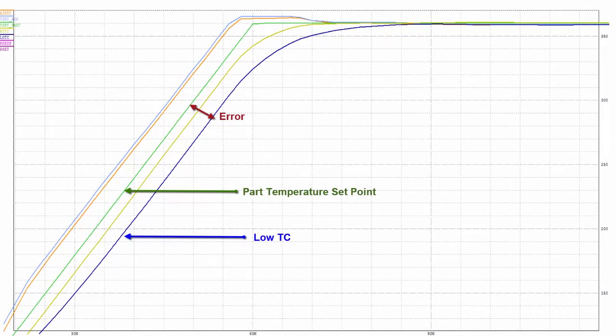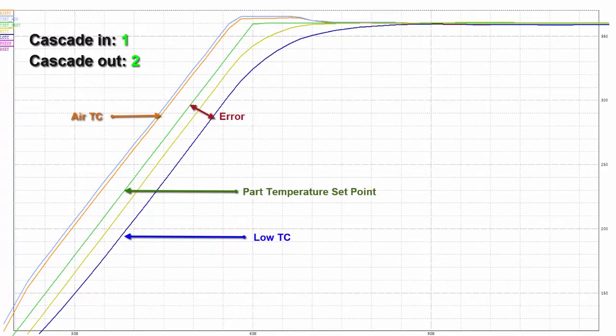Cascade works on a ratio. For example, if you had Cascade in set at 1, and Cascade out set at 2, you'd have a 1:2 ratio. This means that for every 1 degree of error between the low TC and the part set point here, CPC will drive the air temperature of the equipment up by 2 degrees for a new temperature set point. This is why we see the air temp in this example at a higher set point than the part temperature.